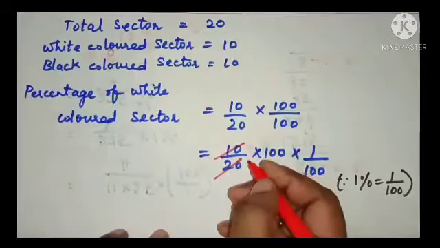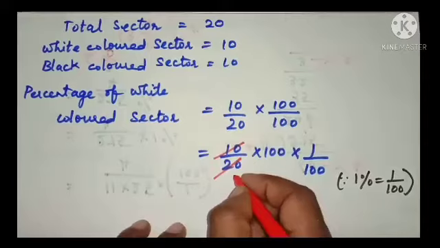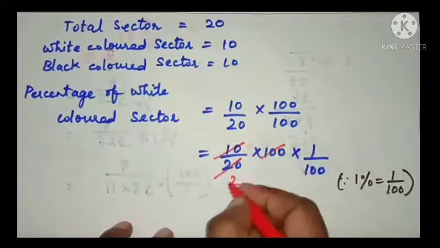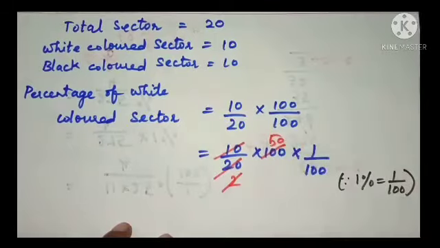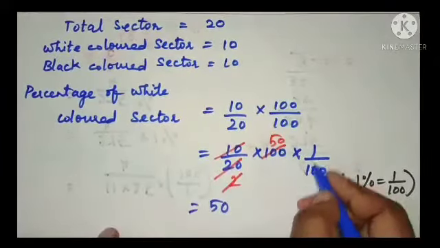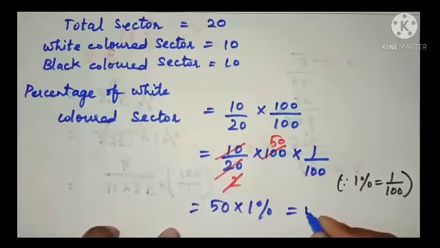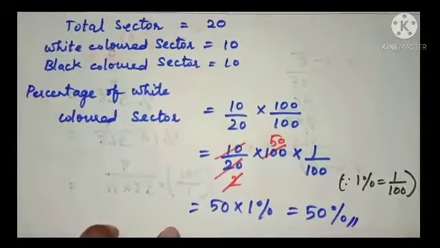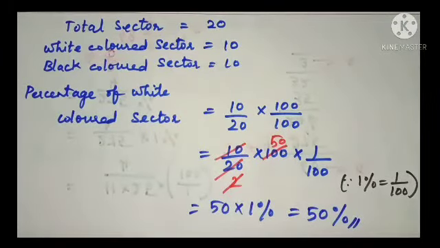Cancelling these numbers, we get 10 by 20, here it is 2 times. And again when we cancel 2 and 100, we get 50. Thus 50, and here 1 by 100 is 1%. 50 into 1 is 50%. The percentage of white colored sector is 50%.